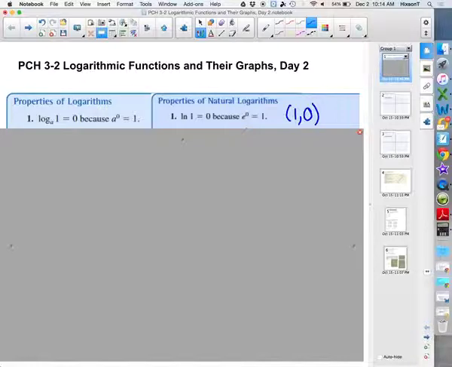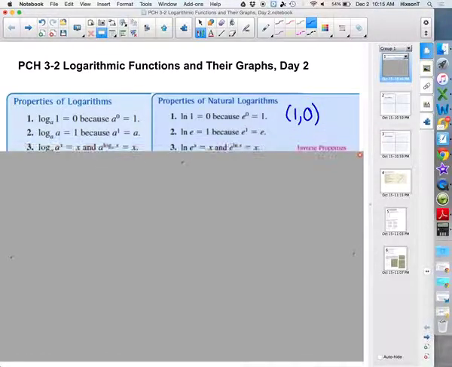That'll give you a nice frame of reference. And remember, that makes sense if you remember that this is the inverse of an exponential. And the y-intercept of the exponential is always 0, 1. Okay? Remember, inverses, we switch the x and y coordinates. So it's 1, 0 for our x-intercept. All right, so that's one property.